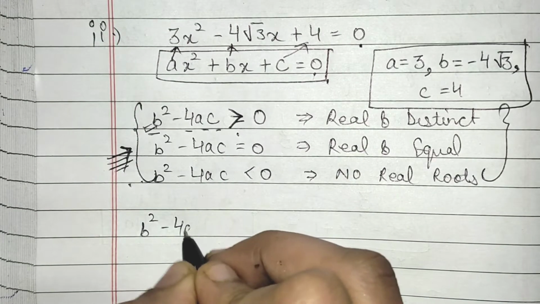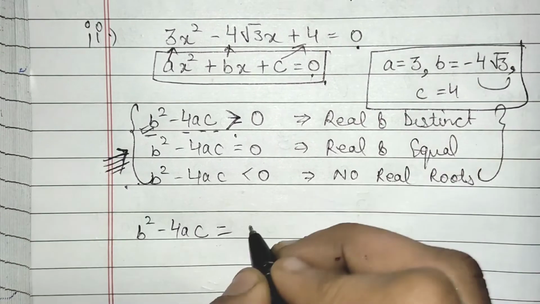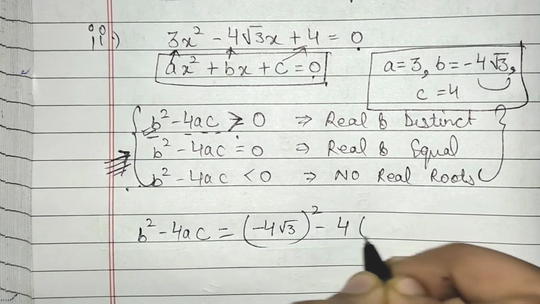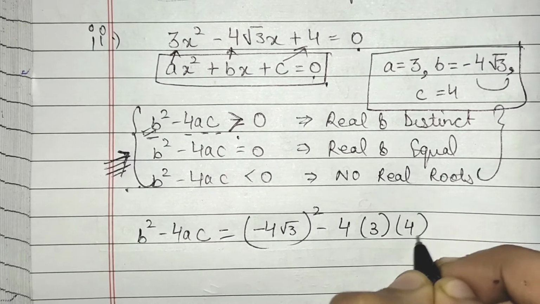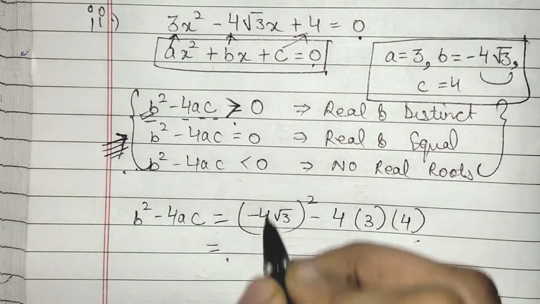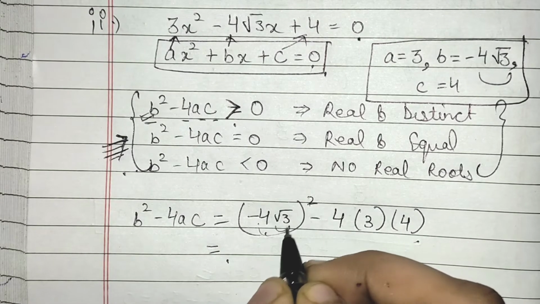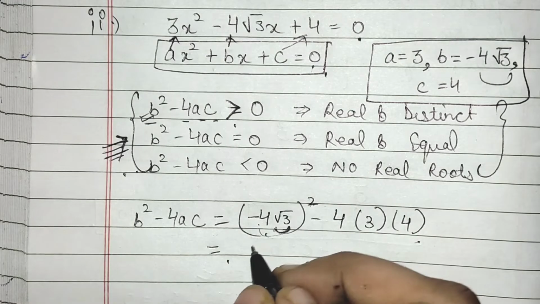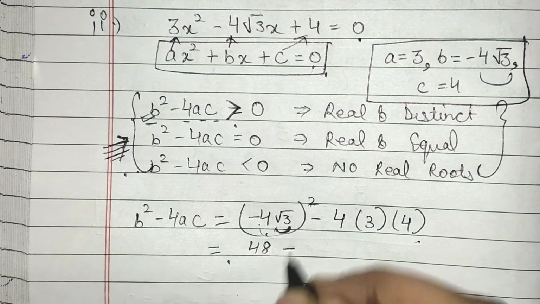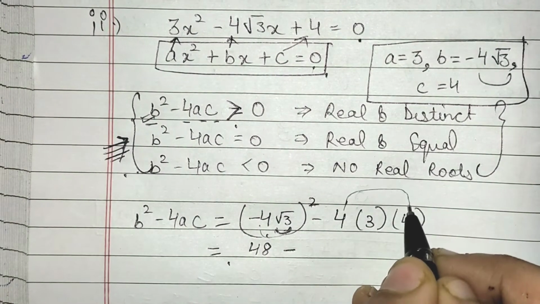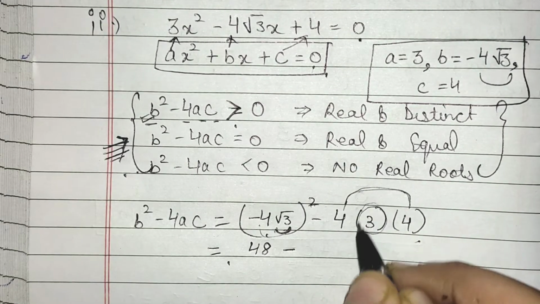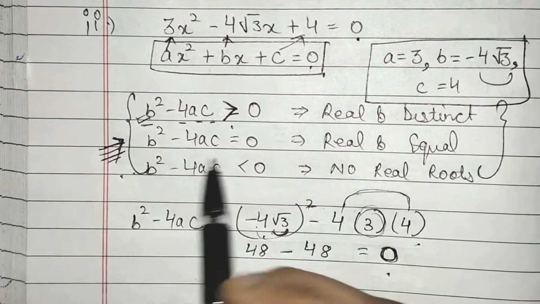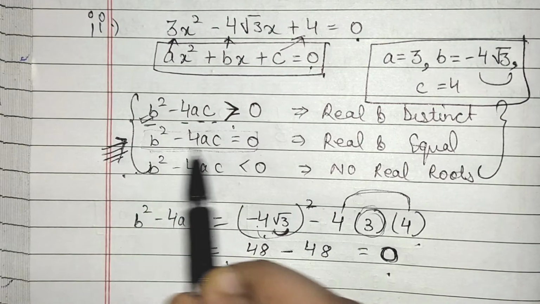b square minus 4ac. b is minus 4 root 3, square, minus 4 into a, a is 3, and c is 4. So do the square: 4 fours are 16, and root 3 into root 3 will give me 3. 16 into 3 will be 48, minus 4 into 3 into 4, which is 48. So it will give me 0. So this is coming as 0.